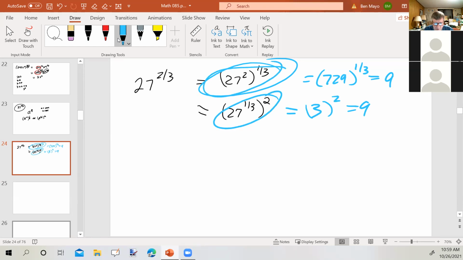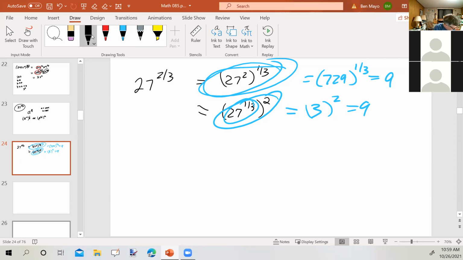So if they're both real, it's typically easier to do the root first, tear it down to something smaller before you build it up, instead of making it even larger before you tear it down. Hopefully that makes some sense. Okay.